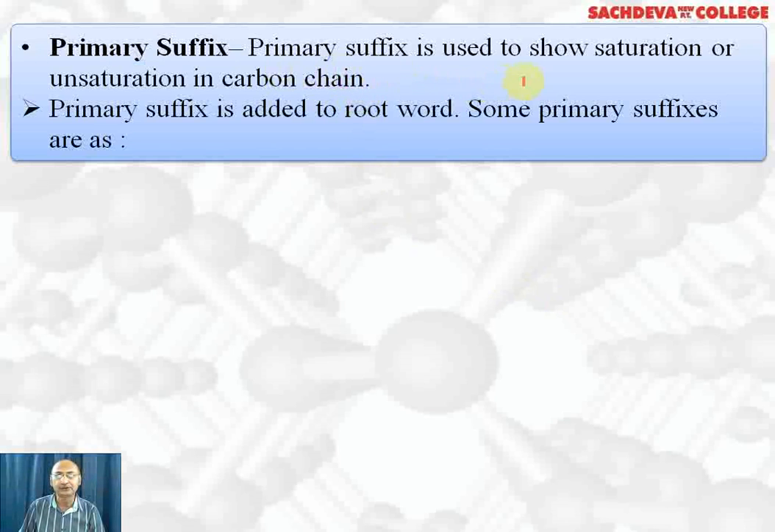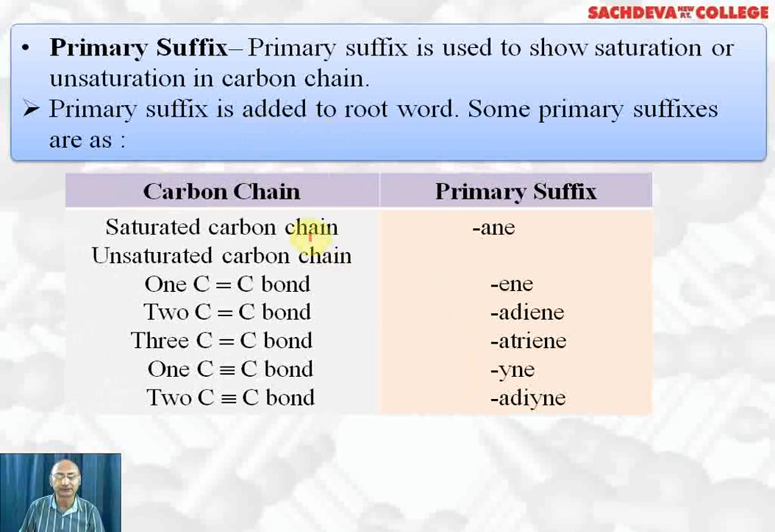There are two types of suffix, primary suffix and secondary suffix. Primary suffix is used to show saturation or unsaturation in the carbon chain. Primary suffix is added to the word root. Some primary suffixes are as follows. If we have a saturated carbon chain, that is all are single bonds, the primary suffix is ane.